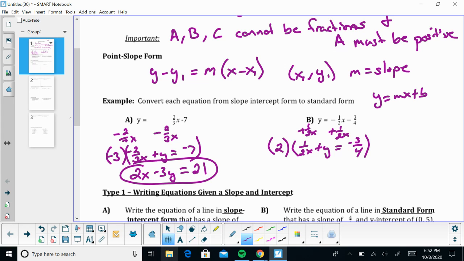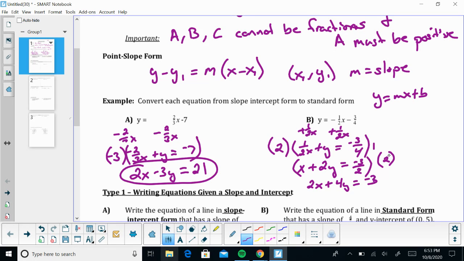So I have 2 times 1/2, which would just be 1x, plus 2 times y, which is 2y, equals 2 times -3/4. Well, 2 times -3/4 would give me -3/2. So I still have this fraction, so I'm not quite done. I need to multiply by 2 again, my denominator, to get rid of that second fraction. So 2 times x is 2x, plus 2 times 2y equals -3/2 times 2, -3.